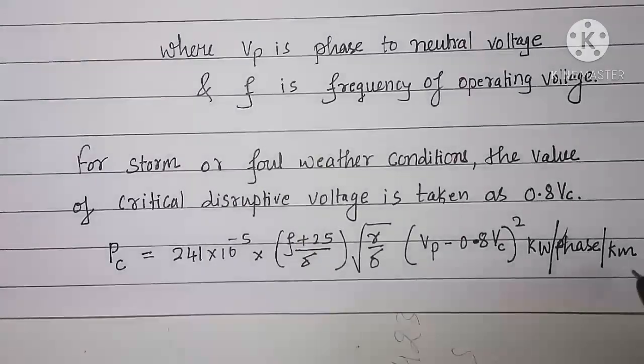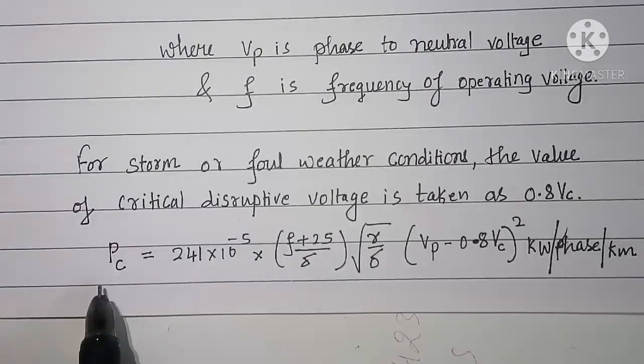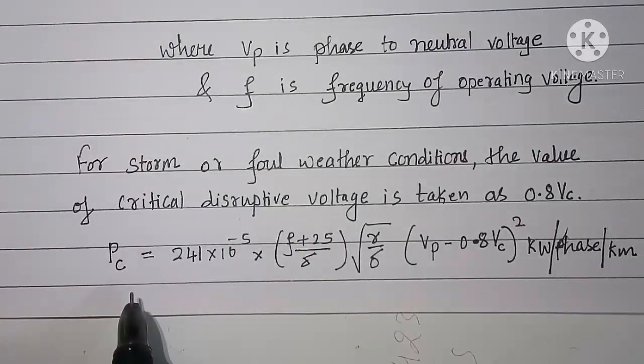Please know that if the length of the line increases, the corona loss will also increase, because there will be charged ions to take energy from the conductor throughout its length and around it.